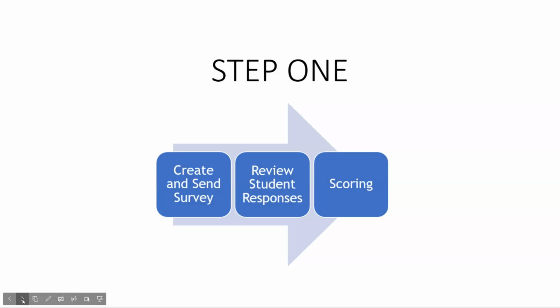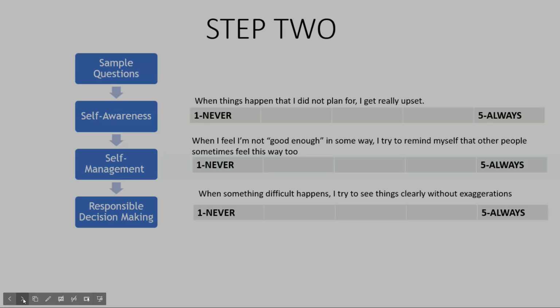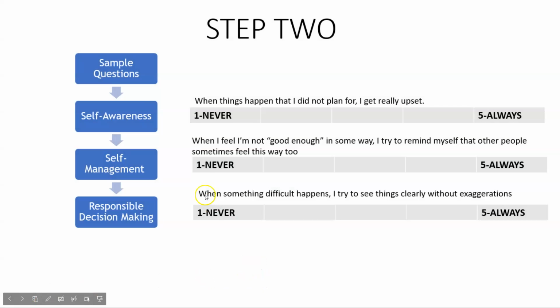So step one, we create a survey, 19 questions, review the responses, and give them a score between 0 and 5, 0 meaning no answer, 1 meaning never, and 5 meaning always. From there, we make a sample of the questions for the 3 different areas of concern: self-awareness, self-management, and responsible decision-making. And from there, we determine the answers. We say 1 never, 5 always, and in self-awareness, always is not very good, so that will need immediate attention from the teacher.